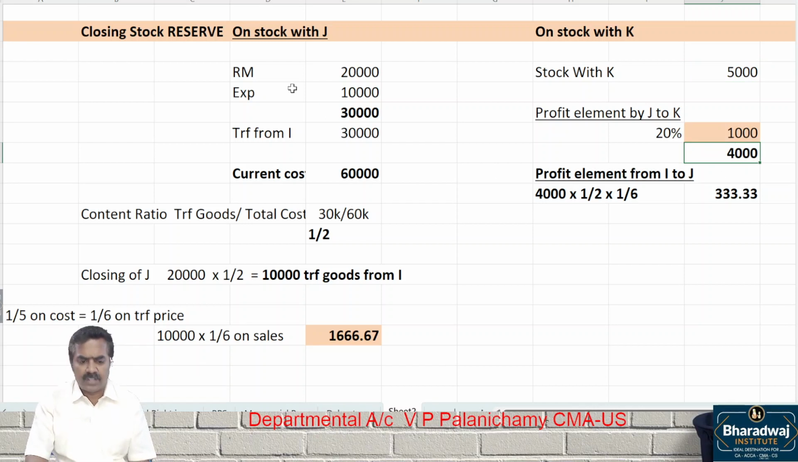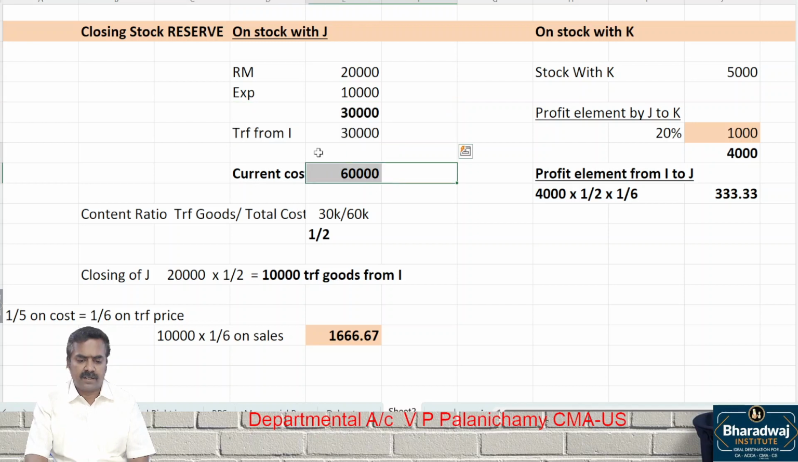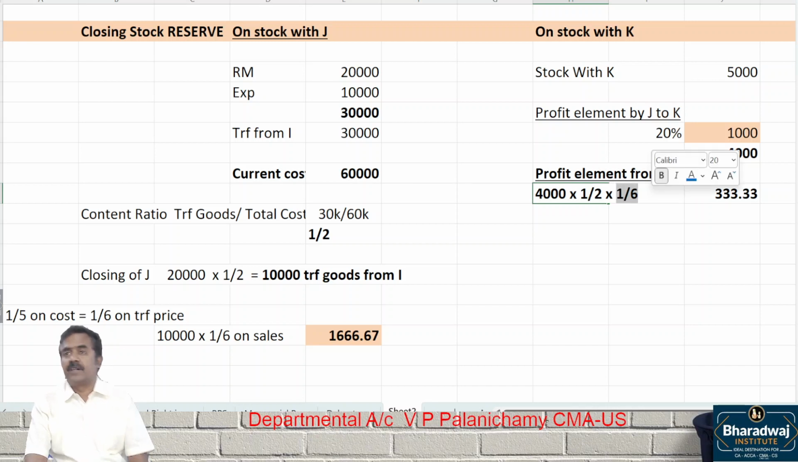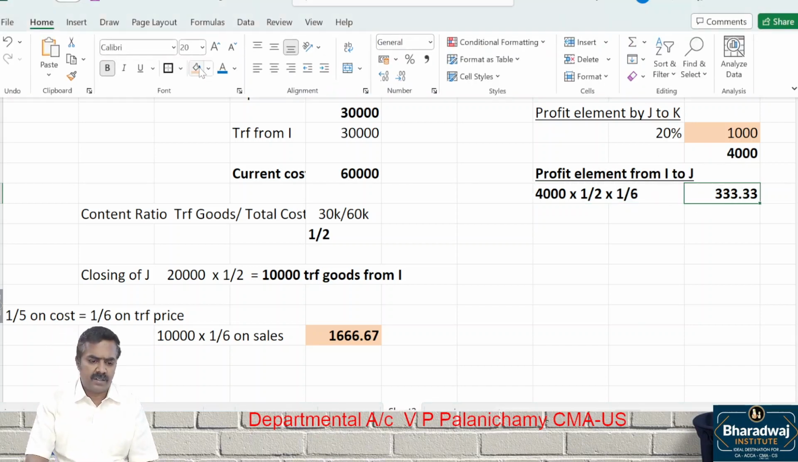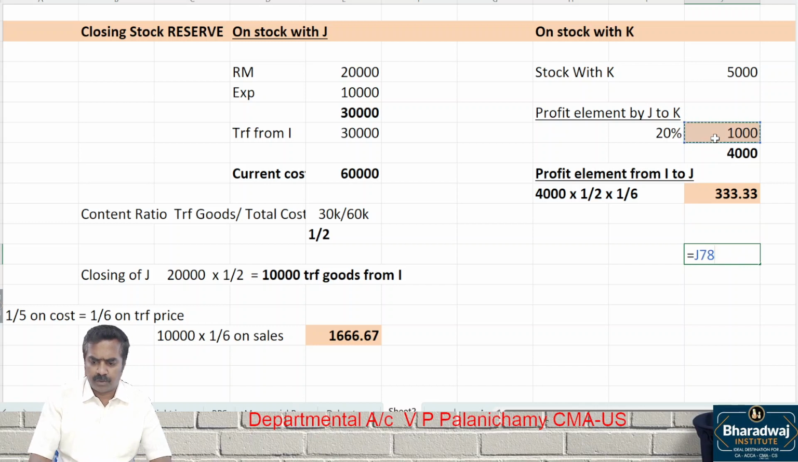This includes what content ratio? How much content ratio is there in J? Transferred goods content is half. So out of 4,000, transferred goods of J is 1 by 2. What is the profit margin on that? 1/5 on cost, 1/6 on sales. So what is the profit? 333.33. So what is the total profit? 1,000 plus 333.33.